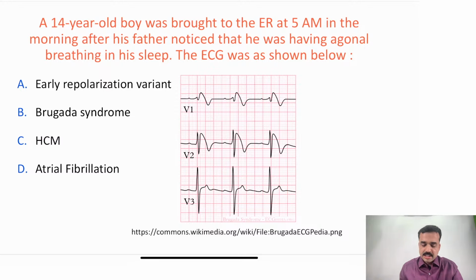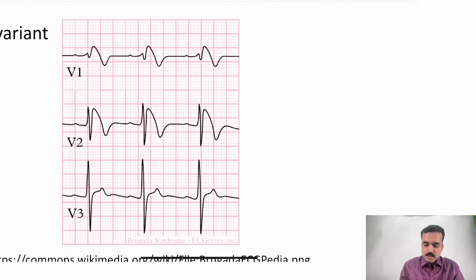What you can notice straight away is in the precordial leads, V1, V2 and V3, there is almost like an RSR dash pattern, right? So it looks like a right bundle branch block, but it's not exactly a right bundle branch block. What is it? There is a coving, okay? Coving of ST, coving ST elevation.